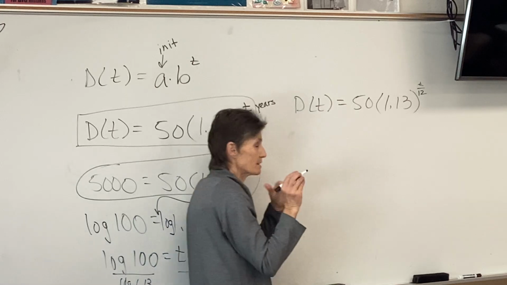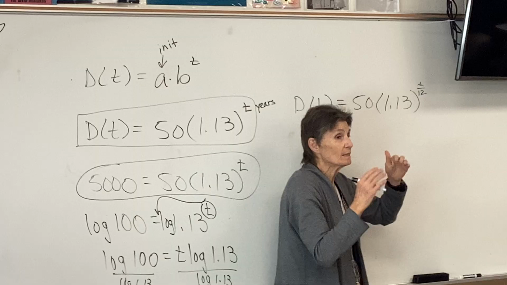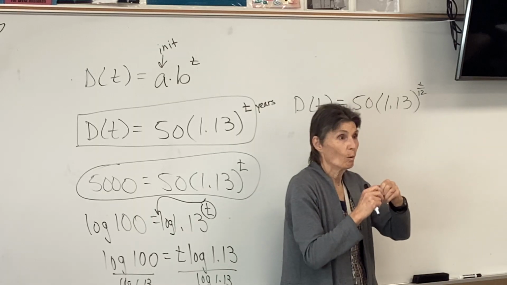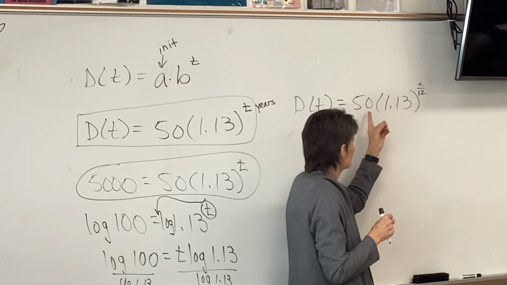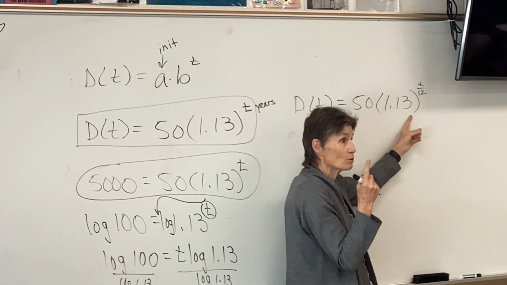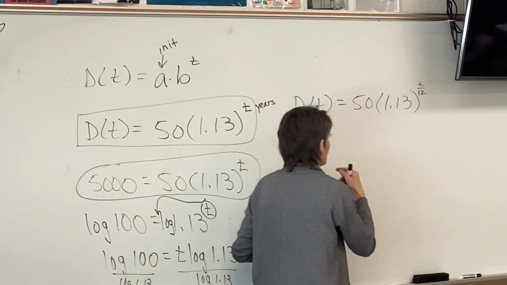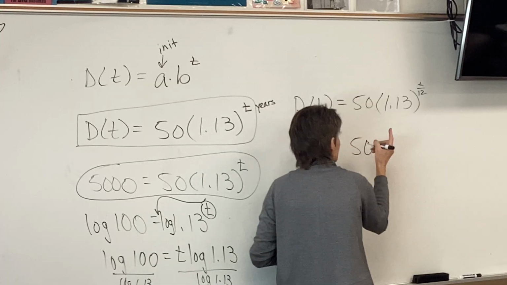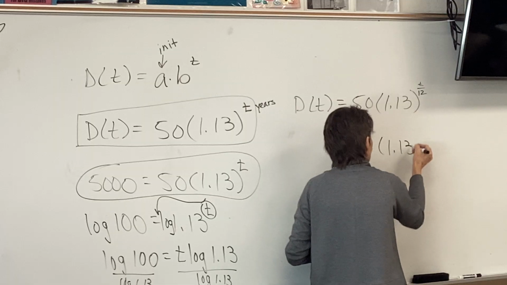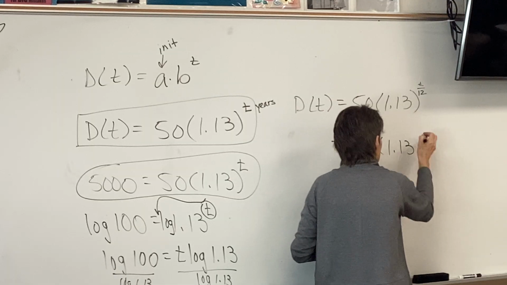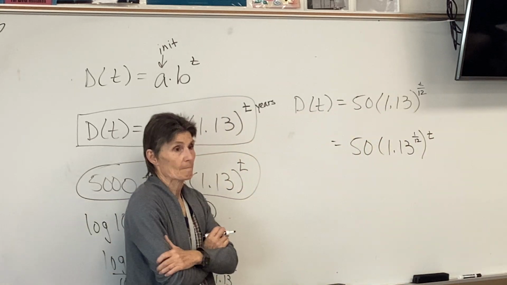So she says, let's look at what she says. She says, okay, what if we waited 12 months? What if we let t be 12? Wouldn't that be the same as just 50 times 1.13 to the first power? I think she's right. Now, that is the same as this. Would you agree with that?